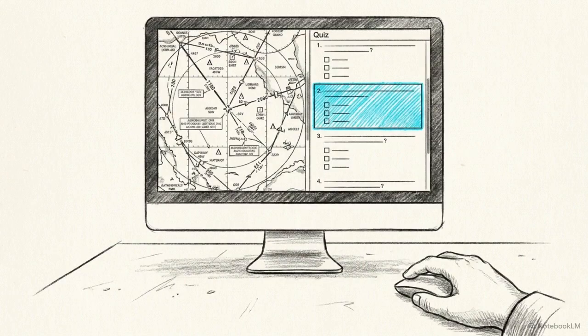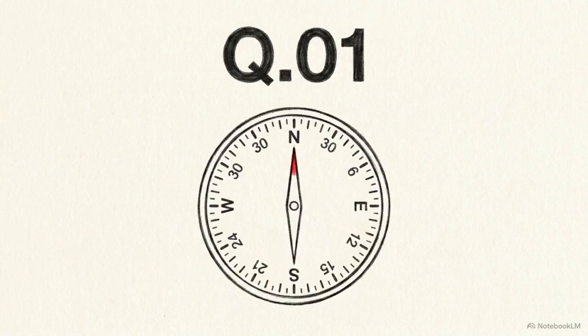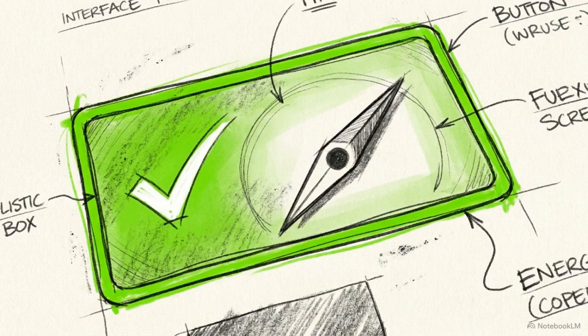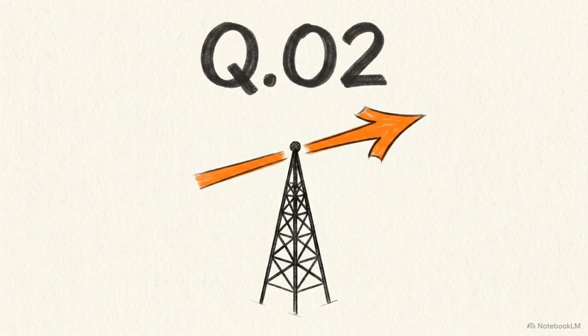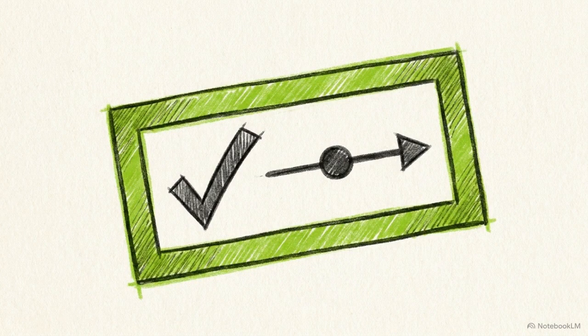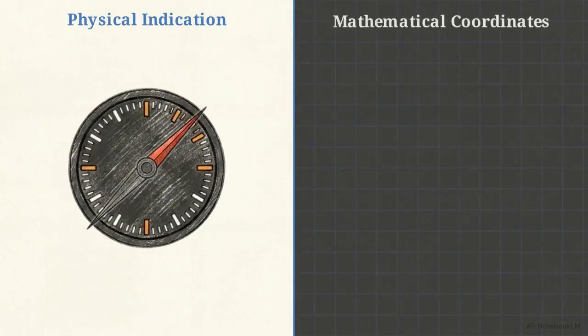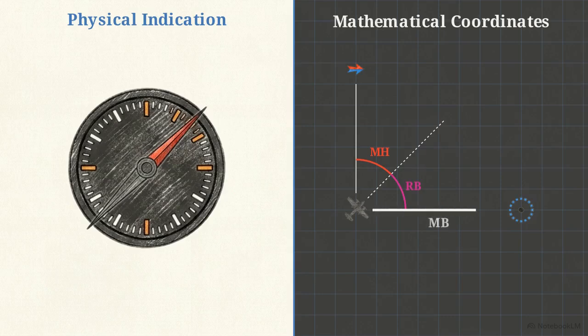Let's see how these geometric principles appear in a standardized testing format. Consider exam example 1. What does the ADF needle indicate? The answer is based purely on hardware behavior. It points toward the NDB station. Exam example 2 asks, does QDR mean bearing to or from the station? Using our vector rules, the answer is from the station. Students who fail these questions often confuse the physical indication of the needle with the mathematical coordinates required for the chart.